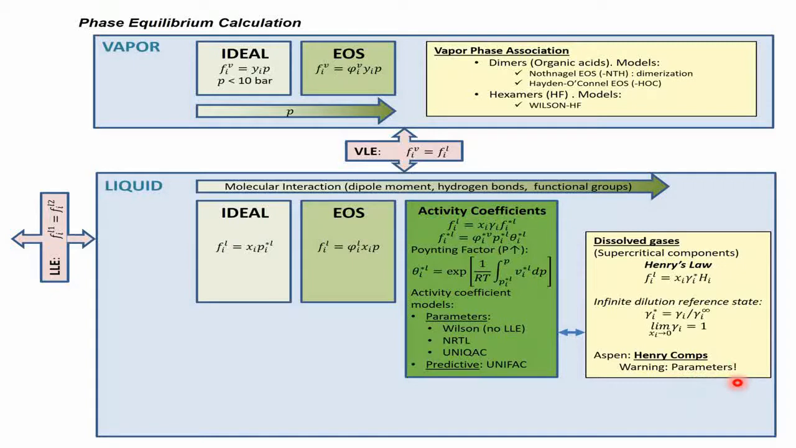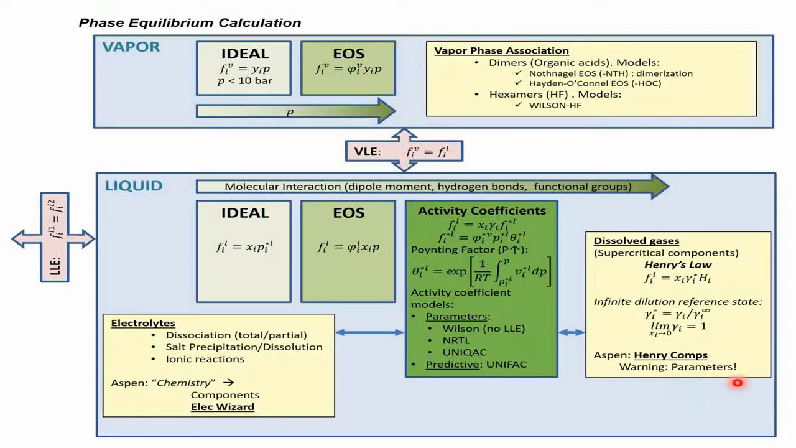Then we must check that parameters are available for all these components in the major solvents. There is a special situation which corresponds to the presence of electrolytes. In Aspen there are several models available to represent this situation, but the one which is always recommended is electrolyte NRTL. Aspen has available an electrolyte wizard which will help you to define all the reactions required for modeling this situation: ions formation, salts formation, and salts precipitation.